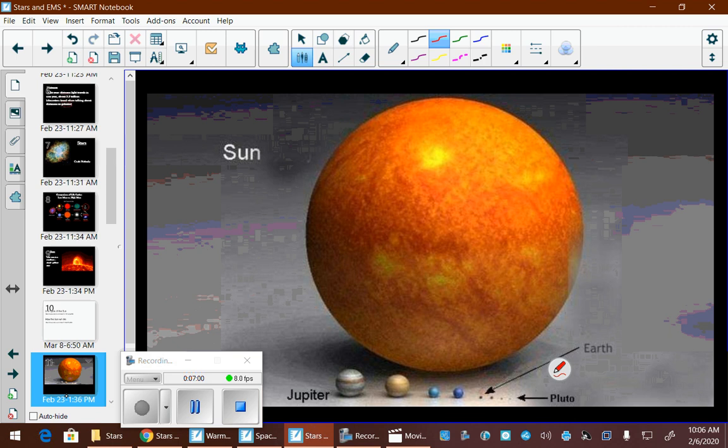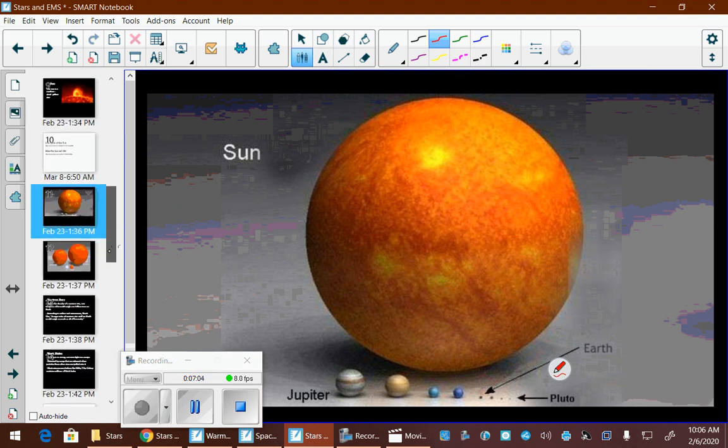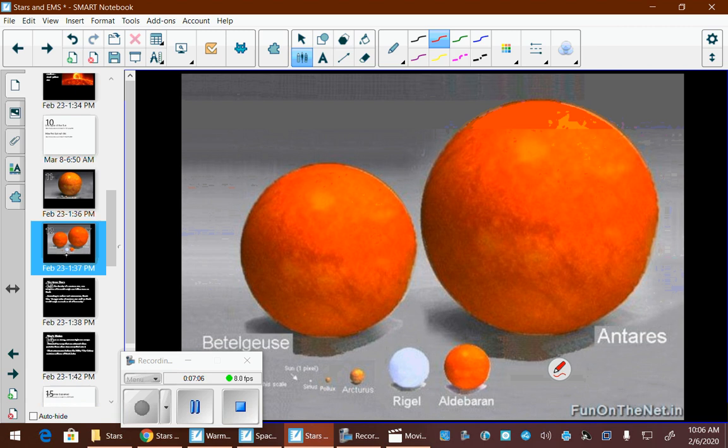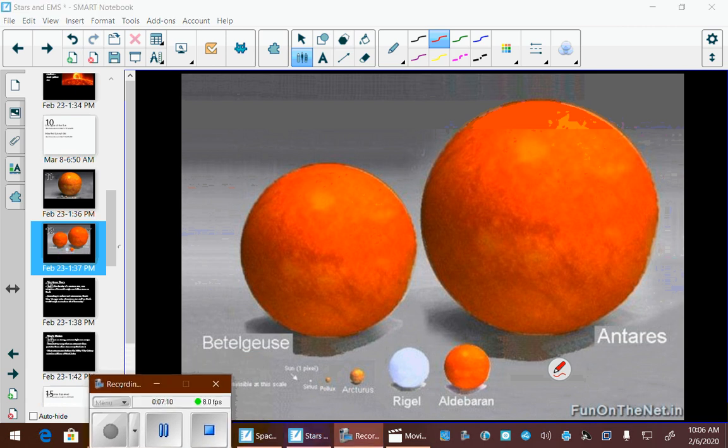But do know stars are way larger than planets, at least when they're on what's called the main sequence. This diagram shows an example of this. Okay. The sun here is 1 pixel, so it's like one tiny little dot, and this compares the size of other stars. So there are stars that are much, much larger than our sun.